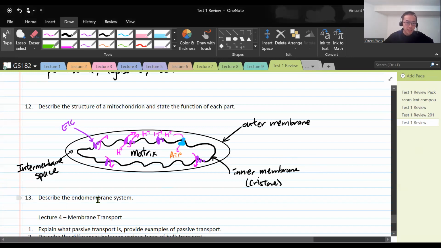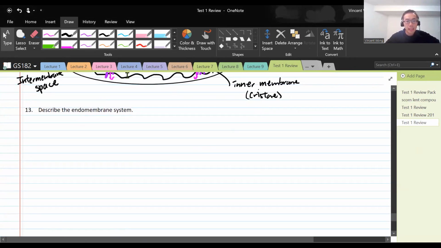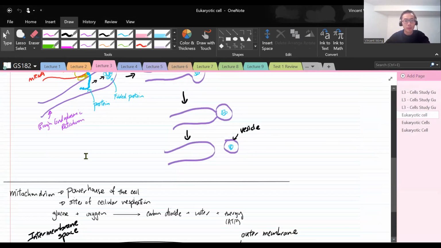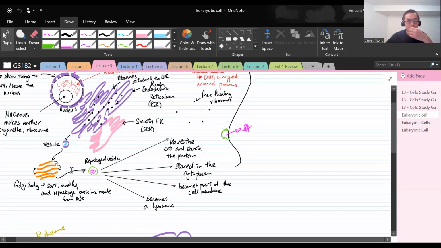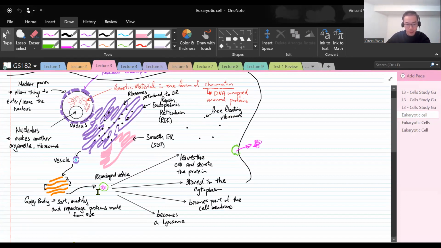All right, time is of the essence. Let's keep going. Describe the endomembrane system. So again, in lecture 3, we took a note that shows you the endomembrane system, essentially. I'm going to go through this picture with you. You already have this. We drew it together. The endomembrane system includes the rough ER, the smooth ER, the Golgi body, as well as the lysosome.